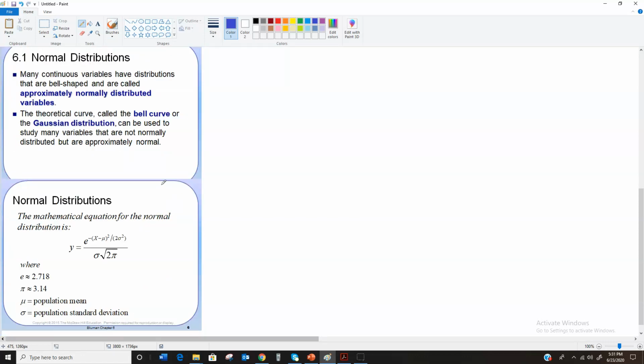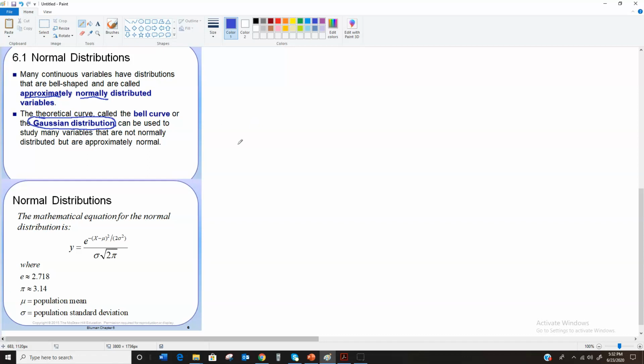So we're going to start off with talking about the fact that many continuous variables have distributions that are bell-shaped. And if they're bell-shaped, then we call them approximately normally distributed variables. So the theoretical curve, called the bell curve or the Gaussian distribution, after the mathematician whose last name is Gauss, G-A-U-S-S, can be used to study many variables that are not normally distributed but are approximately normal.